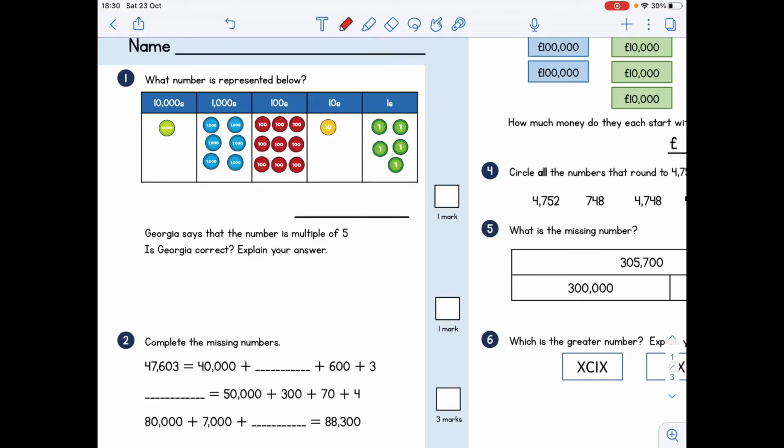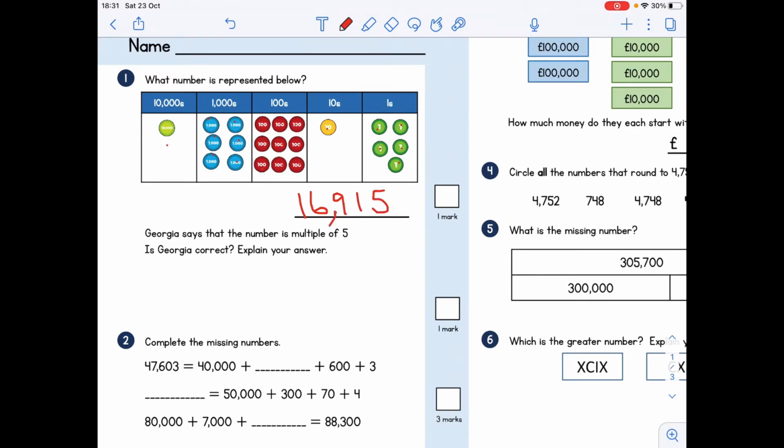Okay, I'm going to go through the end of block assessment for place value. So number one, what number is represented below? You look at how many 10,000s we have. We have one 10,000. We have 1, 2, 3, 4, 5, 6 thousands. We have 1, 2, 3, 4, 5, 6, 7, 8, 9 hundreds. We have 1 ten, and we have 1, 2, 3, 4, 5 ones.